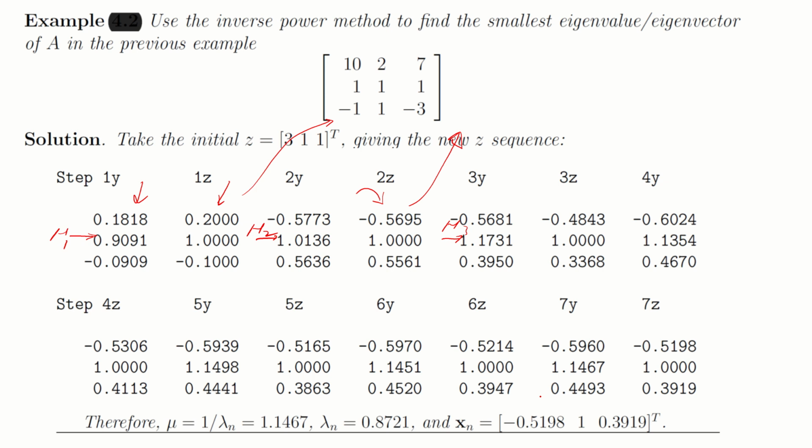Once we have concluded this is the largest value in the seventh iteration, so this will be mu7, and then to find lambda, the smallest eigenvalue, it will be 1 over mu7. The eigenvector would remain the same. So 1 over mu7, that means 1 divided by 1.1467, which gives you 0.8721.